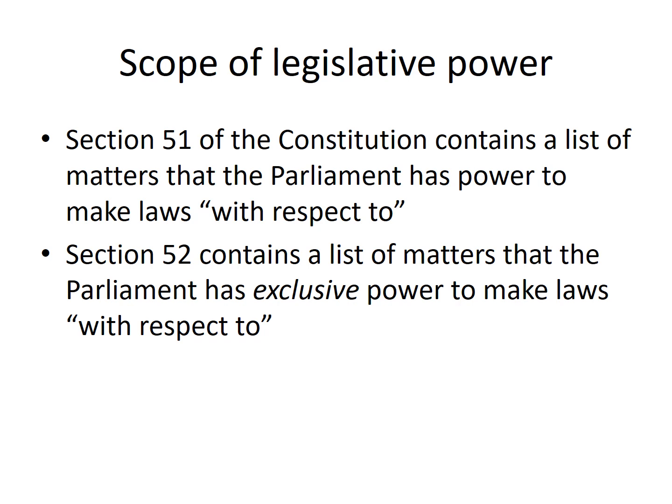Section 52 of the Constitution, in contrast, contains a list of matters with respect to which the Commonwealth has exclusive power to make laws. No state can make laws with respect to any of the matters in Section 52. However, the matters themselves do not really concern the states, so it is doubtful that the states could ever make laws with respect to them anyway.